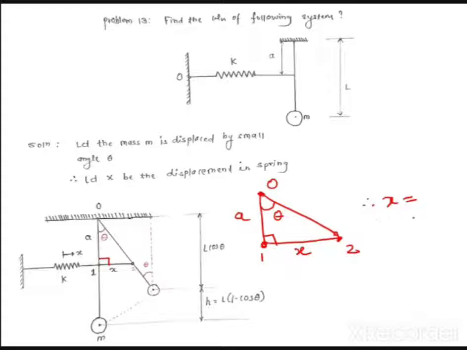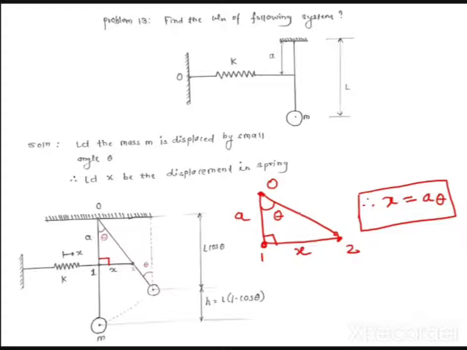So from this triangle, I am getting x is equal to what? x is equal to a into theta. Basically, it is a into sine theta, but theta is very, very small. So sine theta is equal to theta. So x is equal to a into theta. This is the equation I am getting.